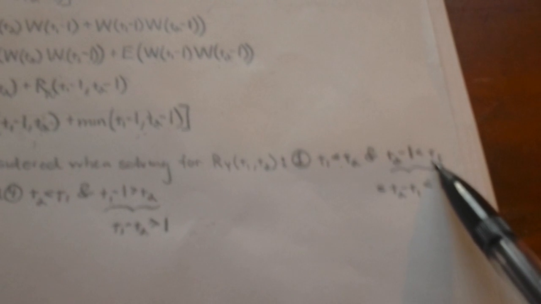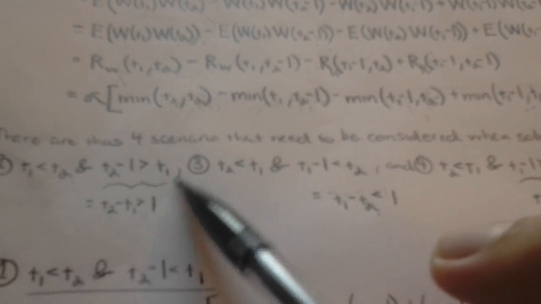So if we think this out, we end up with 4 different scenarios that need to be considered when solving for our autocorrelation in terms of y. Those scenarios are as follows. Scenario 1: T1 is less than T2, and T2 minus 1 is less than T1. Scenario 2: again T1 is less than T2, but T2 minus 1 is greater than T1.